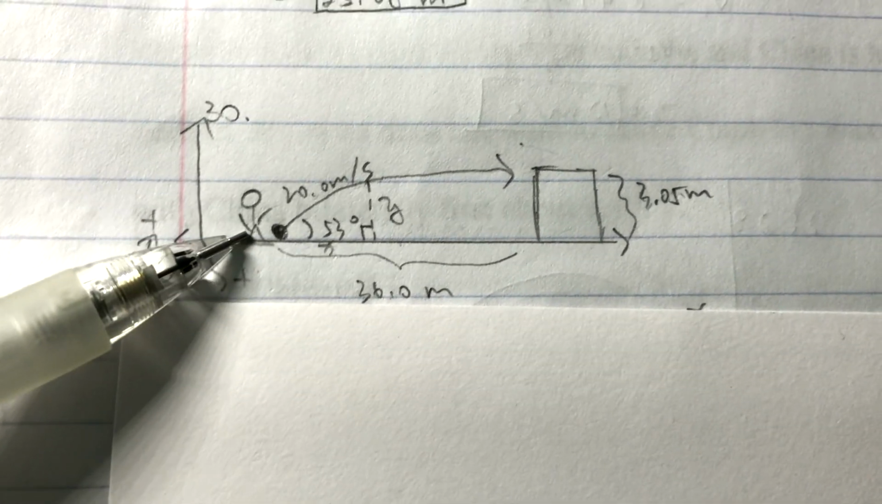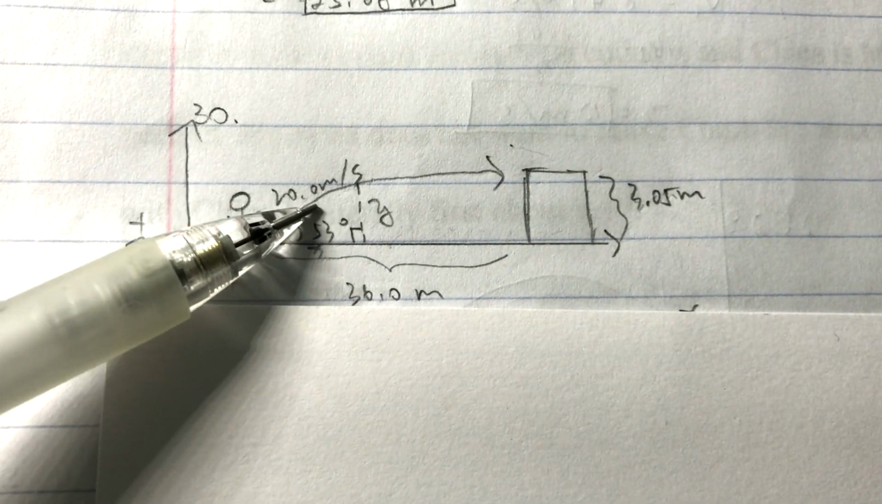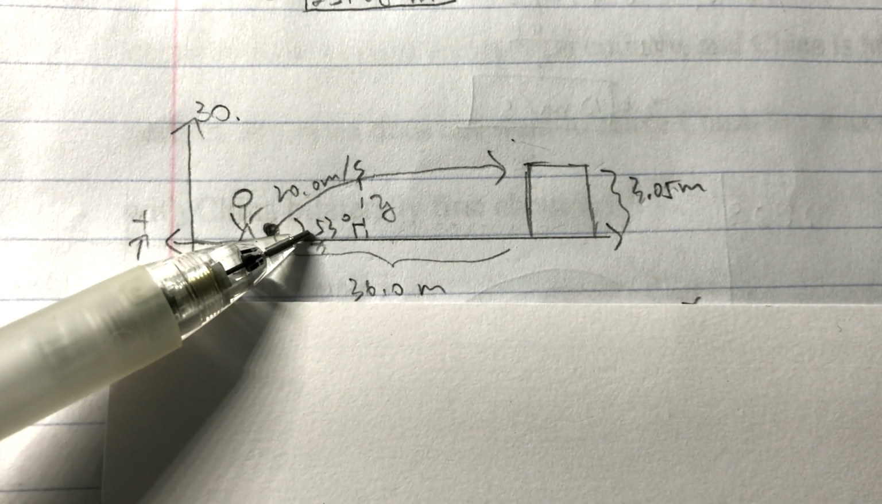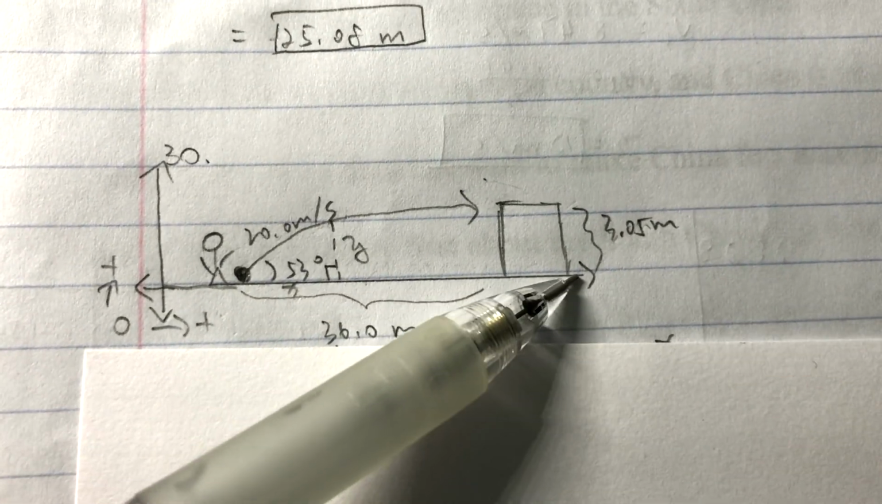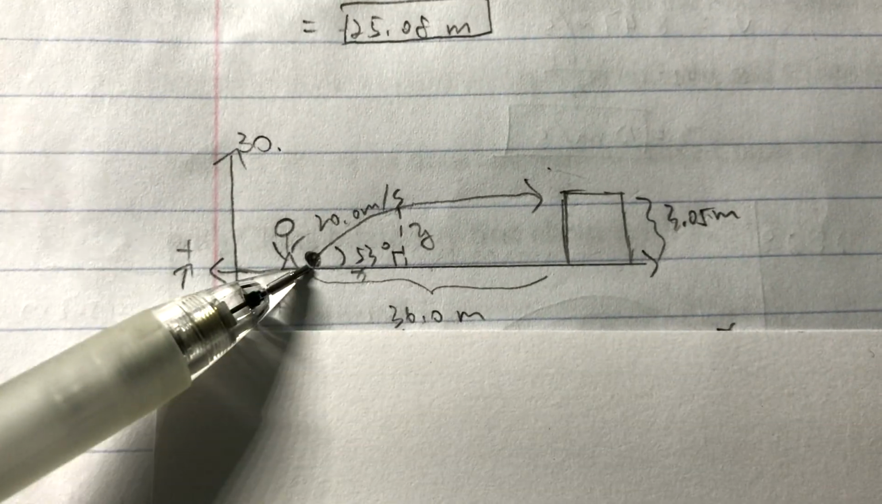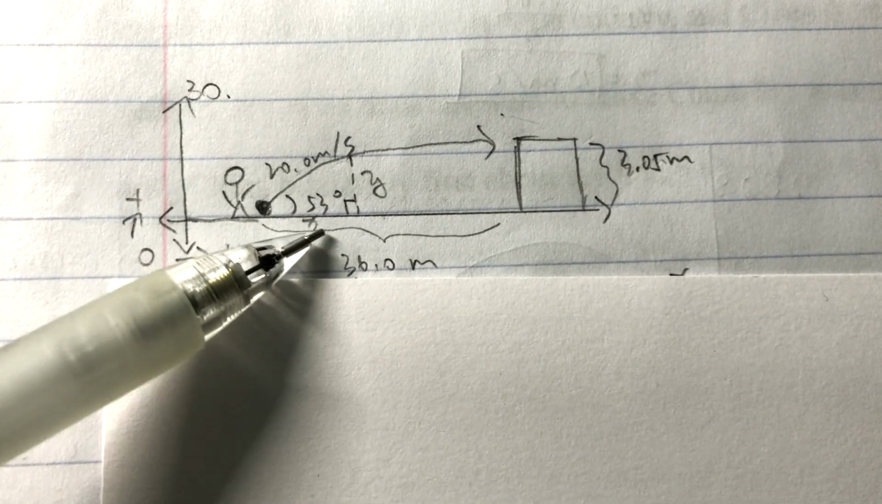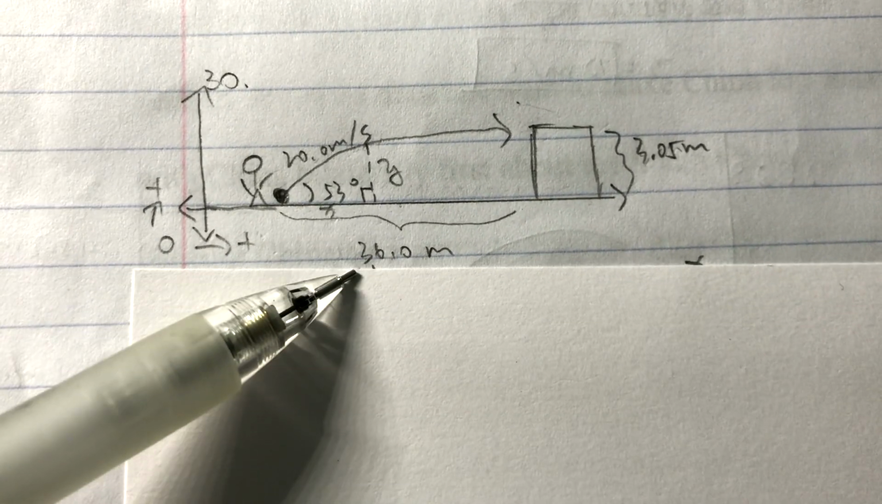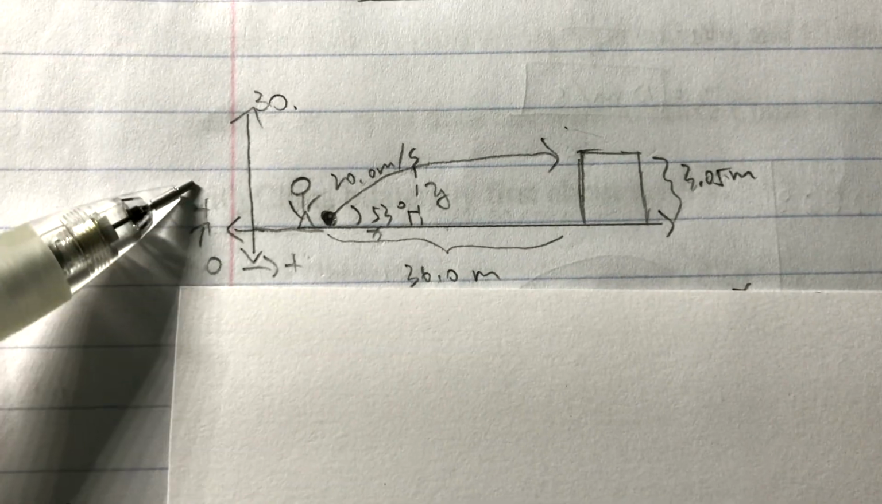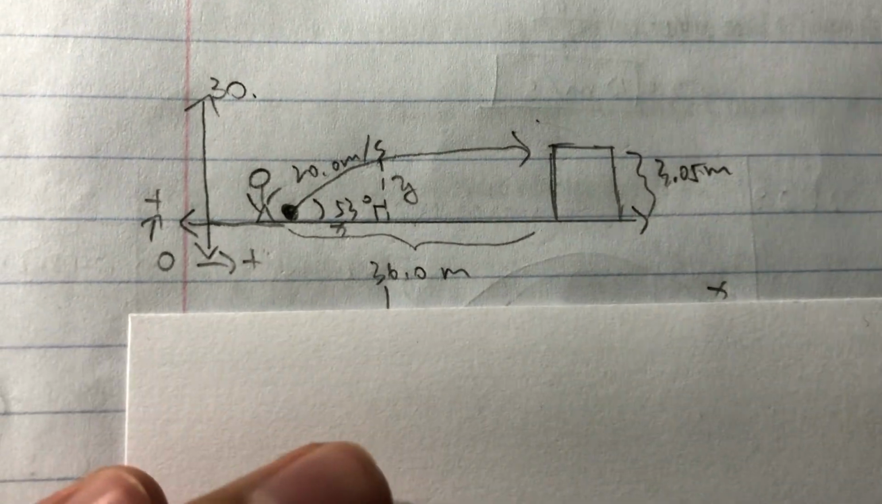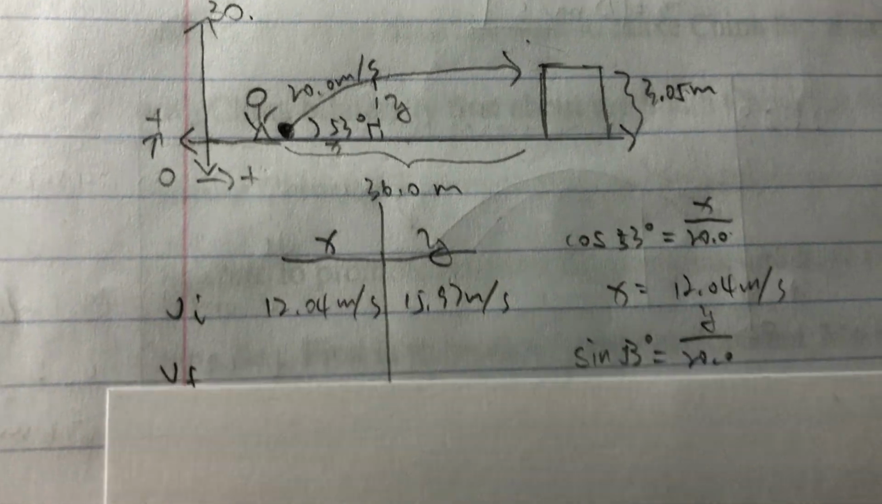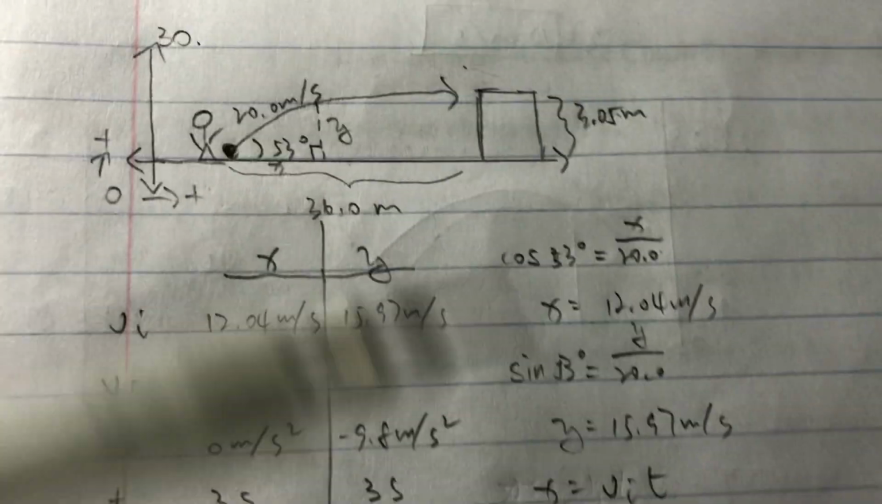30. A guy kicks the ball at 20 meters per second, 53 degrees above the x-axis to the goal, which is 3.05 meters tall. And the distance for the ball on the x-axis is 36 meters. And this is positive y, this is positive x. So we need to find the x and y components for the velocity first.